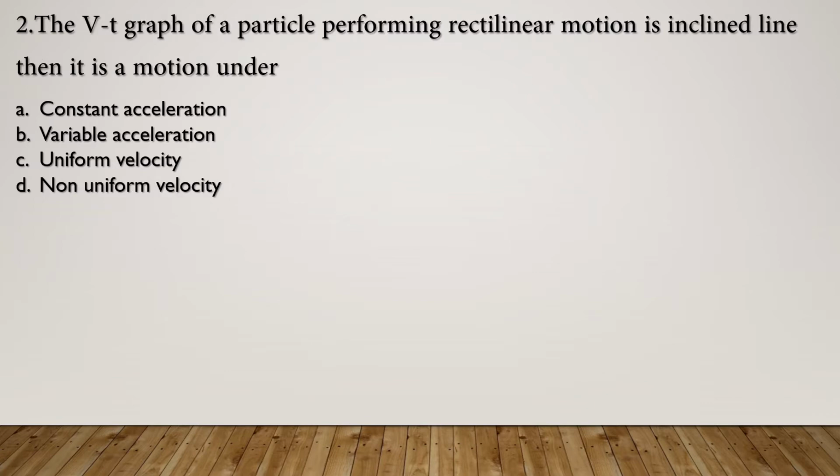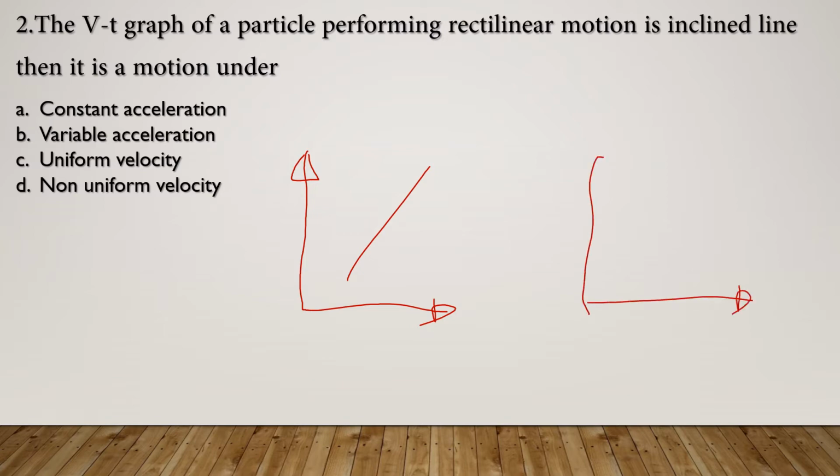Question number 2. The v-t graph of a particle performing rectilinear motion is a straight line, then it is a motion under. Now the v-t graph is shown, so if I plot the v-t graph, it is like this, a straight line. So the a-t graph is going to be a straight line parallel to the x-axis. As the a-t graph is parallel to the x-axis, it means that it is a motion under constant acceleration, and that is why the correct option is option A.